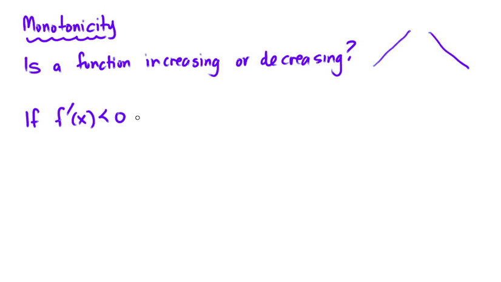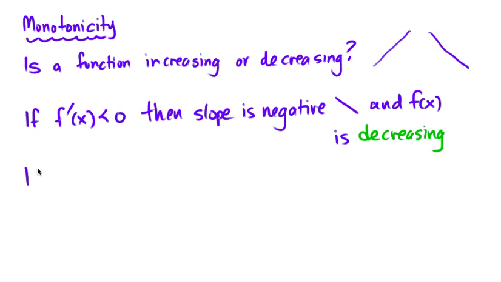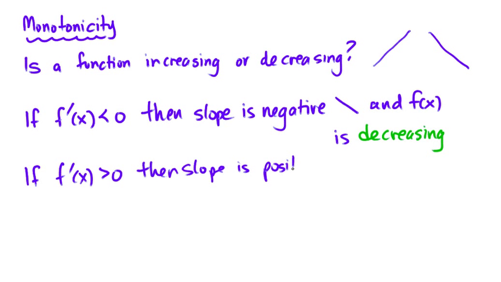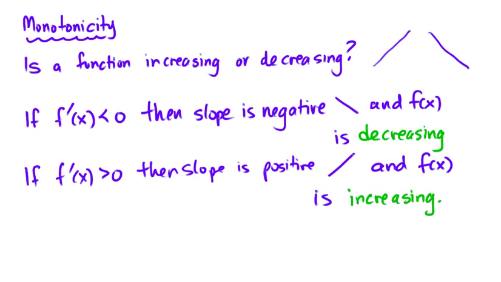So, if you check the first derivative and you have a negative number, then the slope is negative and f of x is decreasing. If, on the other hand, you check the first derivative and you get a number greater than 0, then the slope is positive and f of x is increasing.